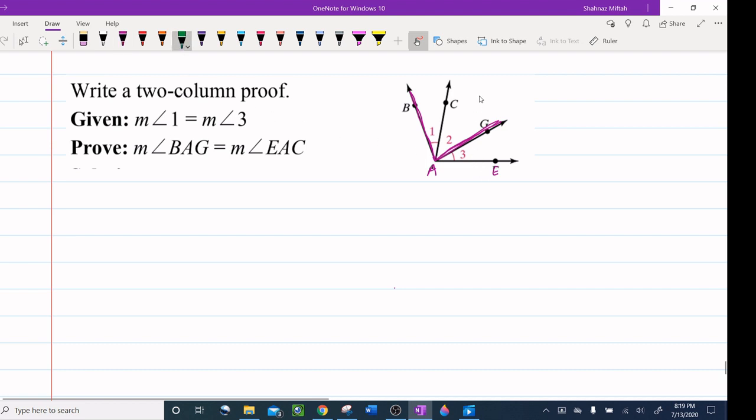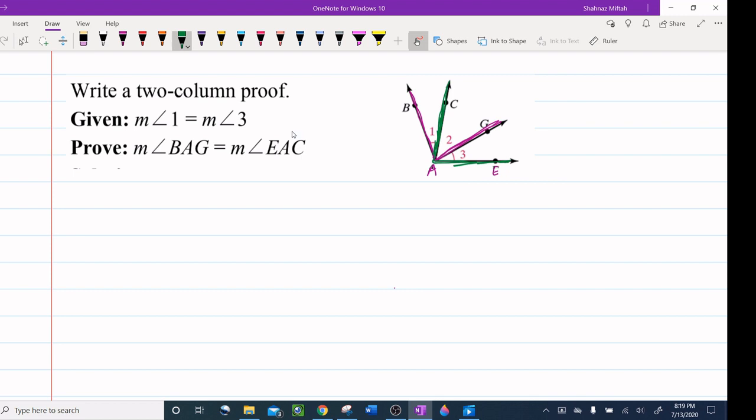So I'm going to do this in green, the EAC. This is E, A, and C. I'm going to make it darker so you guys can see it. So EAC and BAG. If you pay close attention, angle 2 is common between these two angles, between BAG and EAC. So let's start proving all the information.